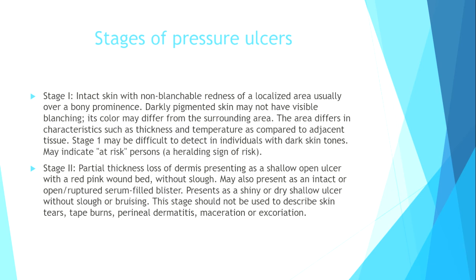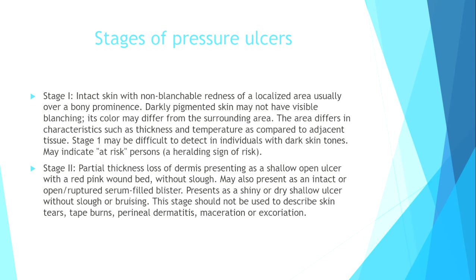Stages of pressure ulcers. Stage 1. Intact skin with non-blanchable redness of a localized area, usually over a bony prominence. The darkly pigmented skin may not have visible blanching. Its color may differ from the surrounding area. The area differs in characteristics such as thickness and temperature as compared to adjacent tissue. Stage 1 may be difficult to detect in individuals with dark skin tones, may indicate at risk persons, heralding signs of risk.